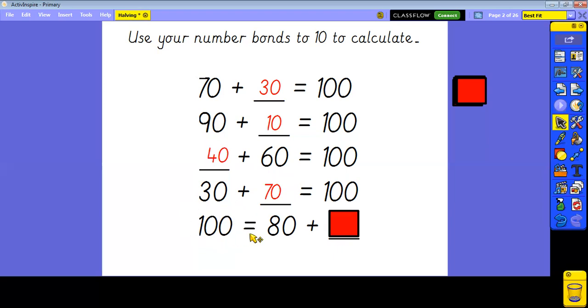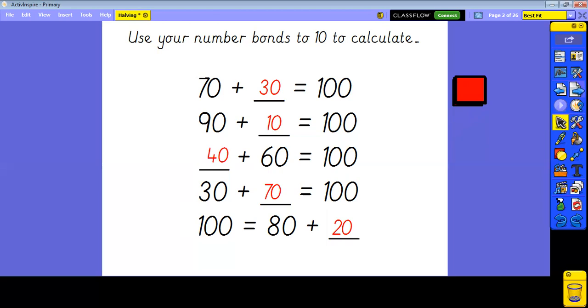So 100 is the same as 80 plus something. Well, I know that 8 add 2 equals 10. So that must mean that 80 add 20 equals 100. Hopefully that made a little bit of sense to you.